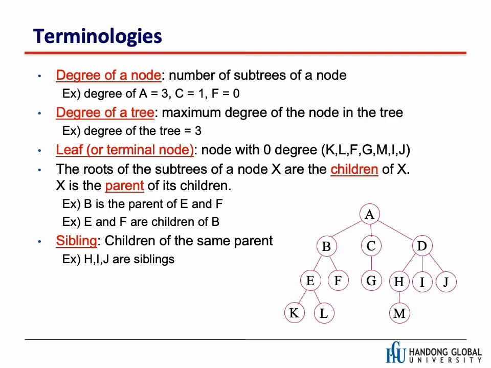The next one is a leaf node or terminal node, which is a node with 0 degree. So in this graph, K, L, F, G, M, R, J are leaf nodes.